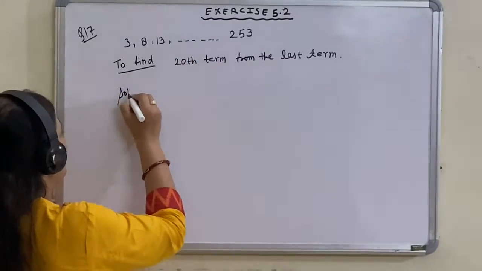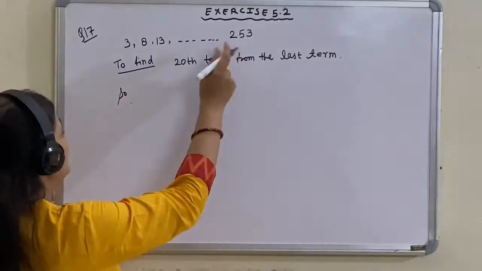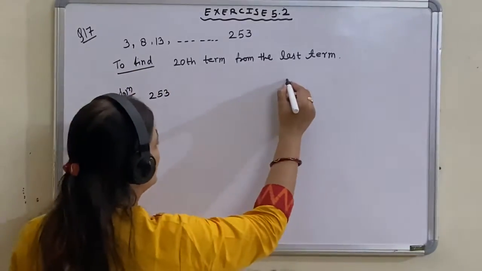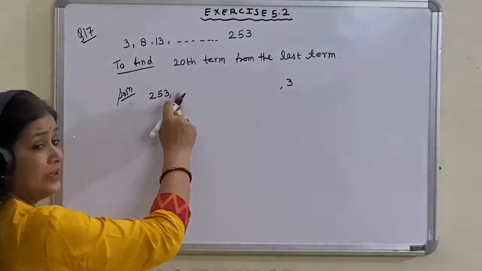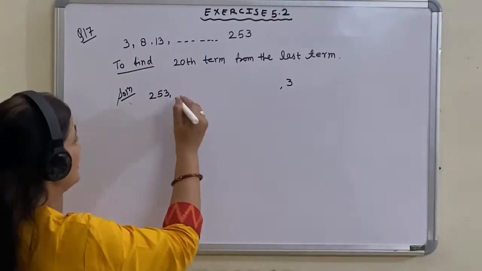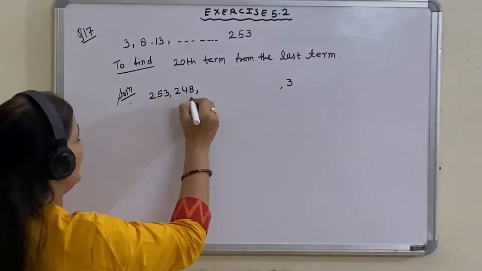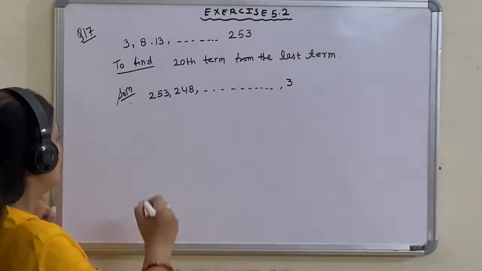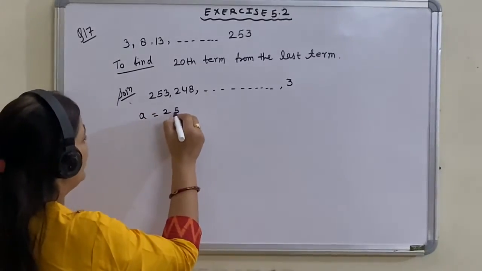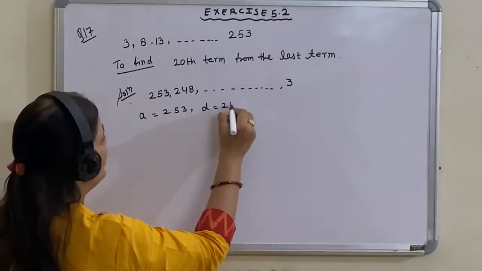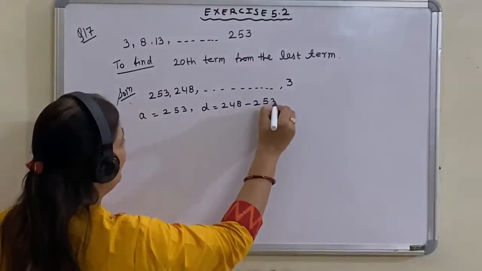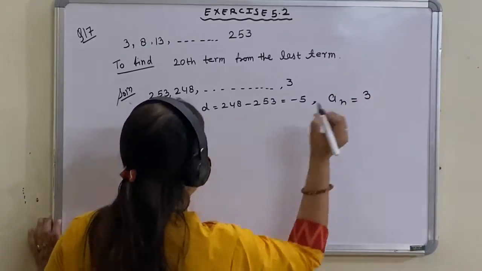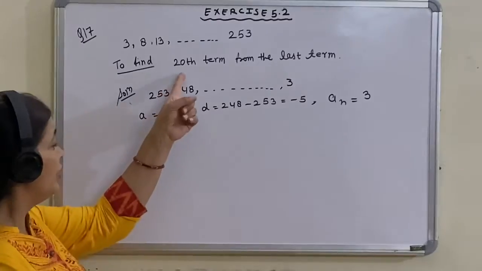So जब हम AP को रिवर्स करेंगे तो आपका जो लास्ट टर्म है वो क्या बन जाएगा? फर्स्ट टर्म और जो फर्स्ट टर्म है वो क्या बन जाएगा? लास्ट टर्म. और सेकेंड टर्म क्या हो जाएगा? It will be 253 minus 5. It is 248 and so on. तो इस तरह से हमारे पास ये एक AP आ गई. So what is the A? A is 253. What is D? It will be 248 minus 253, that is minus 5. And what is AN? It is 3.